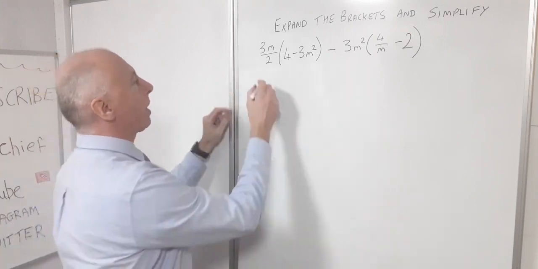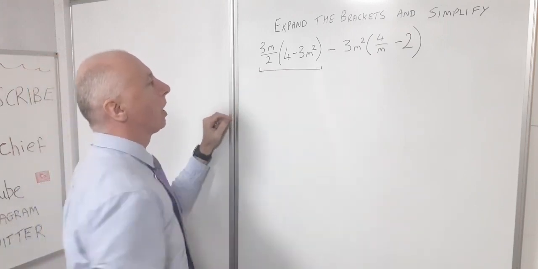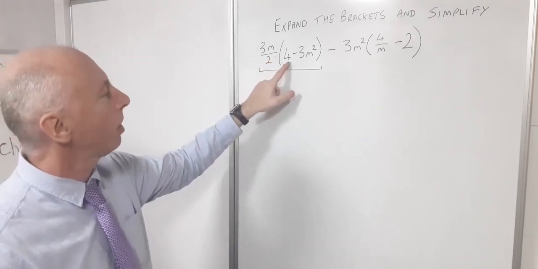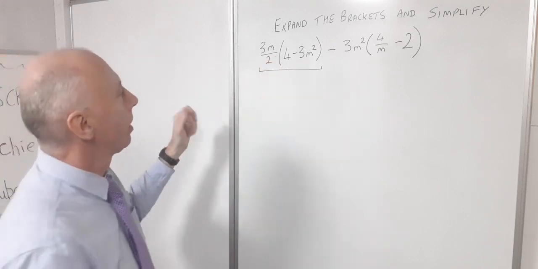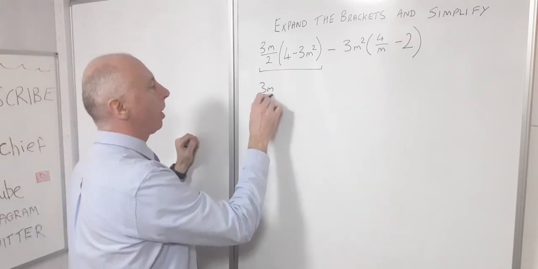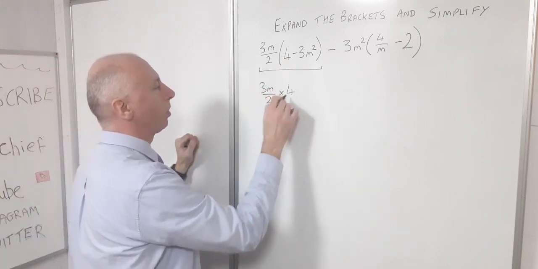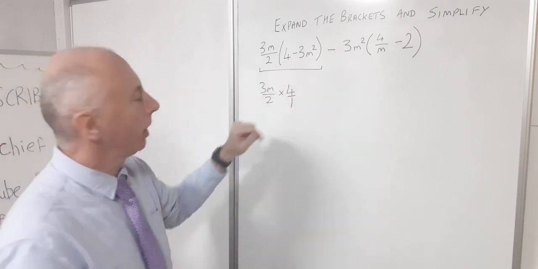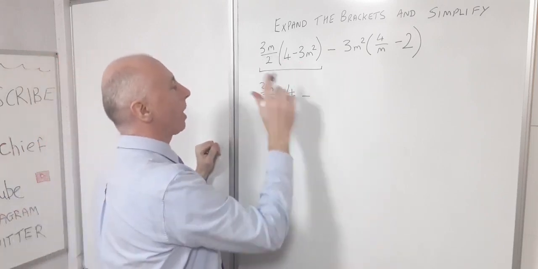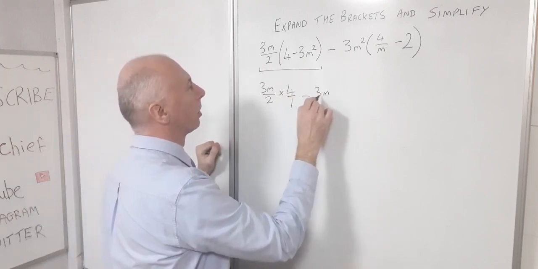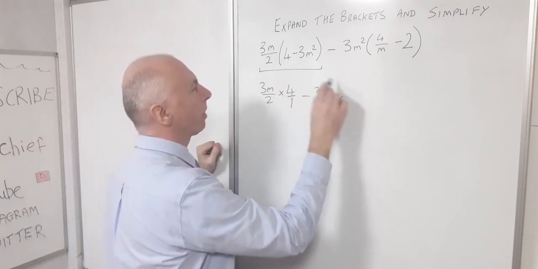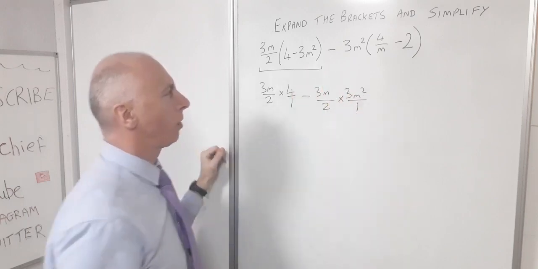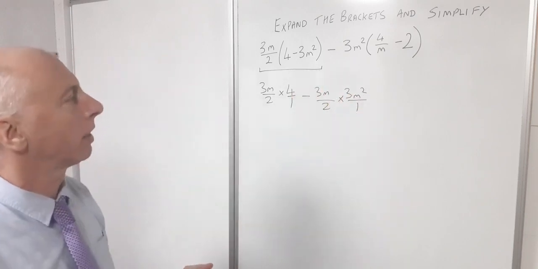So first of all, let's have a look at this first term. My goal is to multiply this 3m over 2 with this and this. So now I've got 3m over 2 times 4, which I write as 4 over 1. And then I subtract 3m over 2 multiplied by 3m squared, and I write that as 3m squared over 1. So that takes care of that.